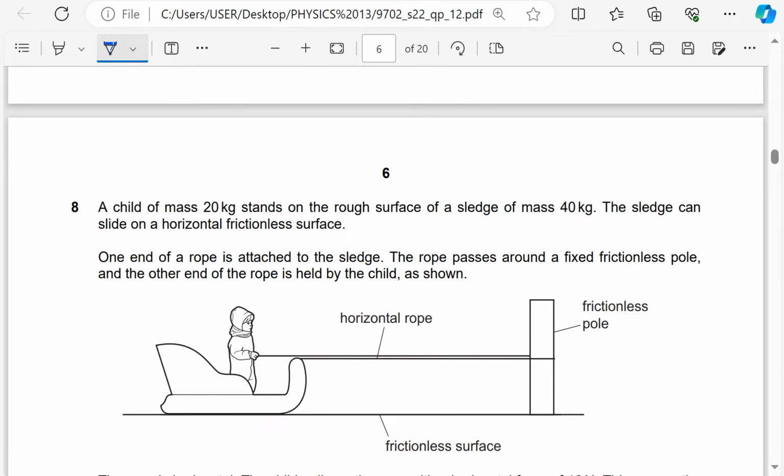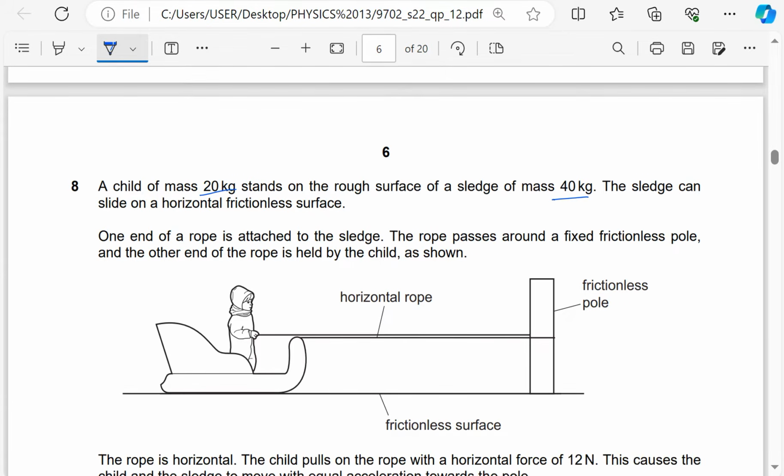A child of mass 20 kilograms stands on a rough surface of a sledge of mass 40 kilograms. The sledge can slide on a horizontal frictionless surface. One end of a rope is attached to the sledge. The rope passes around a fixed frictionless pole, and the other end of the rope is held by the child as shown. Okay, let's begin by looking at the forces in here.